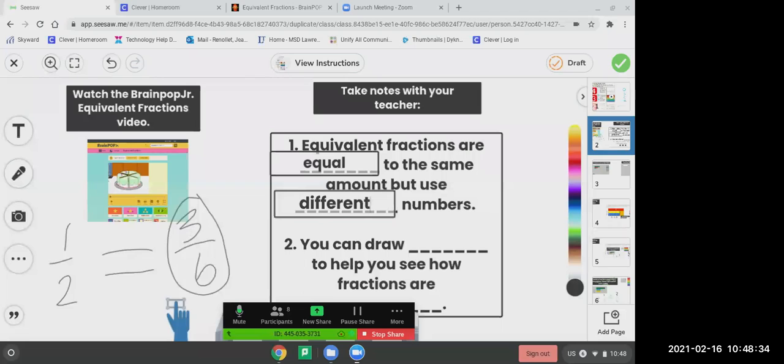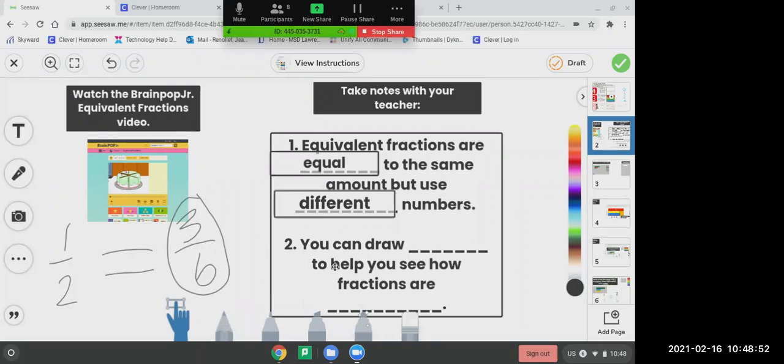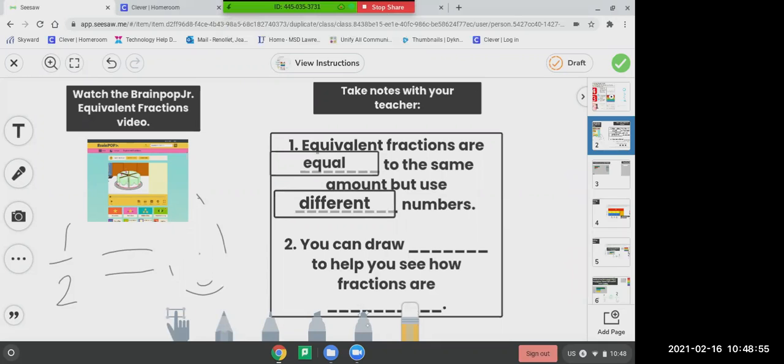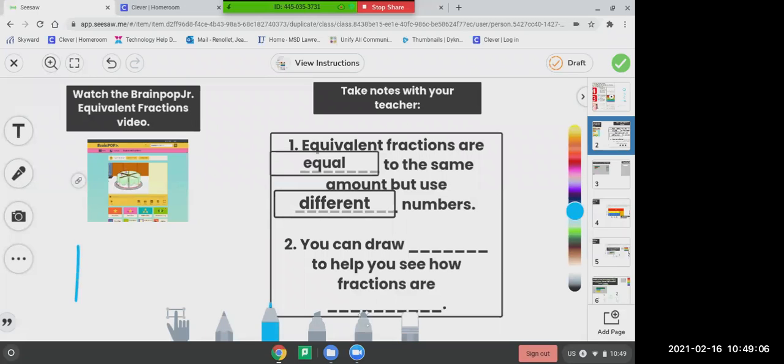All right, let's go to number 2. From the Brain Pop video, we heard some important information. Number 2 says you can draw blank to help you see how fractions are blank. So let's think about what we heard in our video. I heard Moby talk about how we can draw models to show how fractions are equivalent.